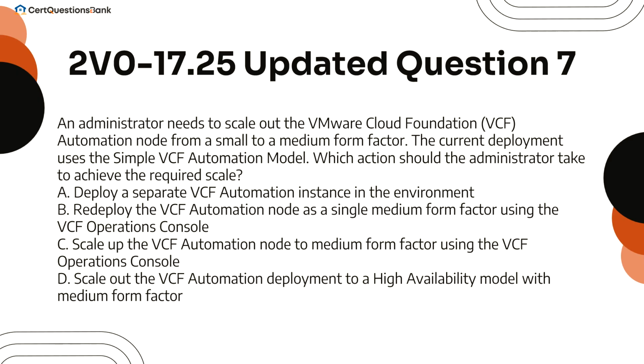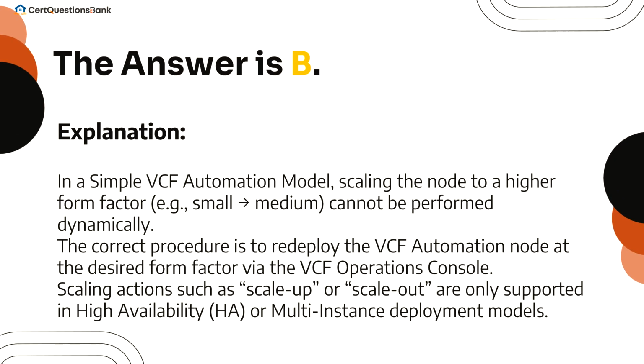A. Deploy a separate VCF automation instance in the environment. B. Redeploy the VCF automation node as a single medium form factor using the VCF operations console. C. Scale up the VCF automation node to medium form factor using the VCF operations console. D. Scale out the VCF automation deployment to a high availability model with medium form factor. The answer is B.